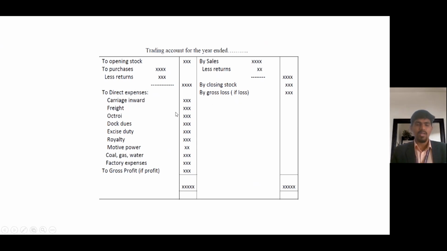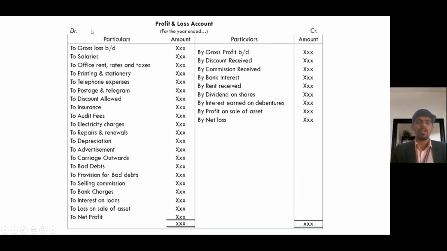So I'll be telling you, if it is a debit side, then it will be a profit. If it is a credit side, if it is a loss, then it will be a loss. Okay, so this is what the trading account tells us. Next is the profit and loss account. So next comes the profit and loss account, or we can say it as an income statement also.